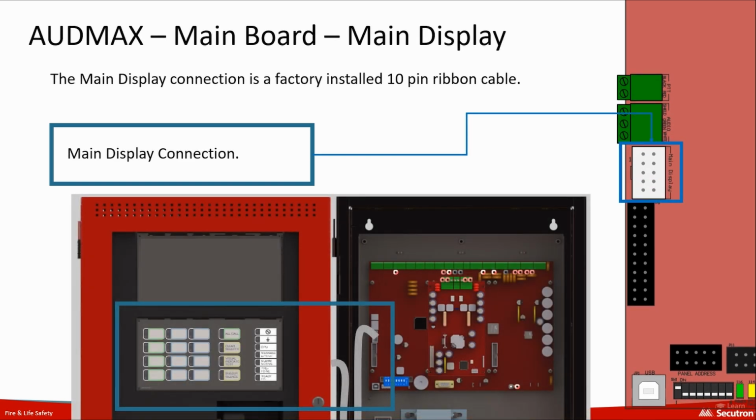The main display on the master panel is connected via a factory-installed 10-pin ribbon cable. This connection ensures communication between the main board and the display module, enabling operators to access controls, indicators, and system statuses. Proper care should be taken during installation and maintenance to ensure the ribbon cable remains securely attached, preserving the functionality of the display.